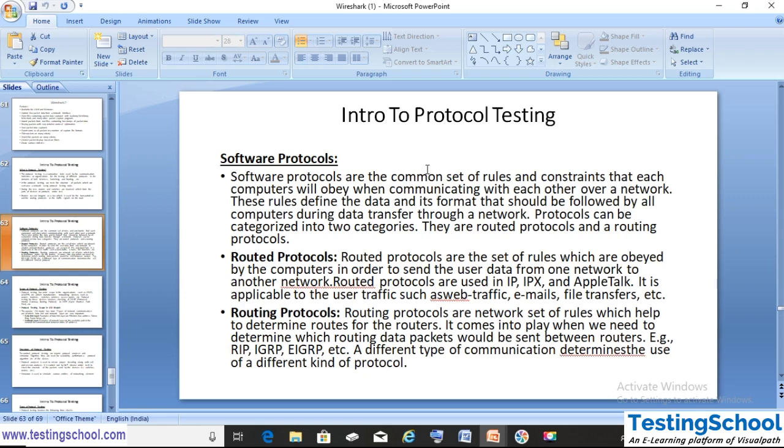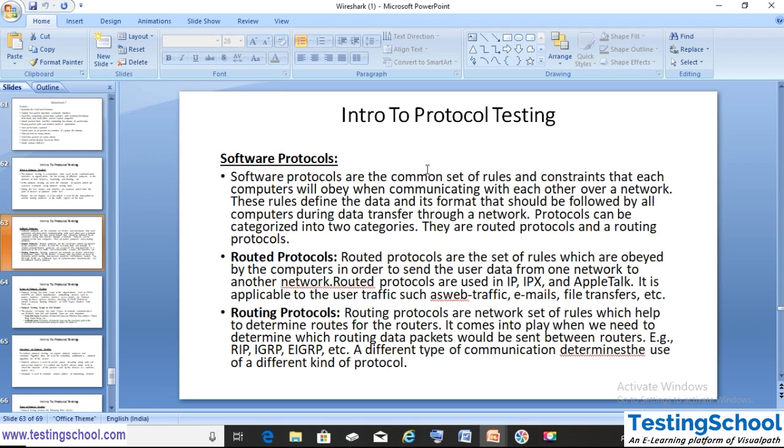As we already discussed, what is a routing protocol? When we discussed it, it was helping us to determine the routes for the router. When two routers are there, one router will share its routes with the other router. With that, it is able to decide the best path to reach a destination. That is a routing protocol.